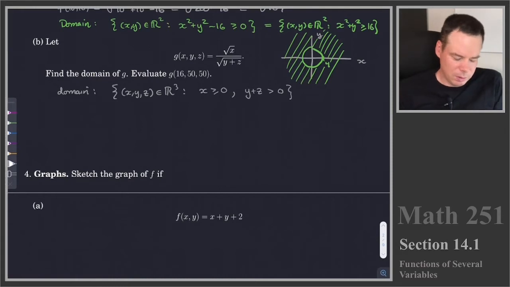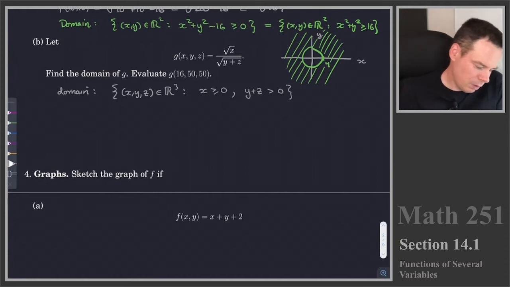So notice the subtlety. X has to be bigger than or equal to 0. It's allowed to be 0 because it's in the numerator. But y plus z has to be strictly greater than 0. It's got to be strictly greater than 0 in order to both allow the square root to be evaluated, but also so that I'm not dividing by 0. So there's our domain.